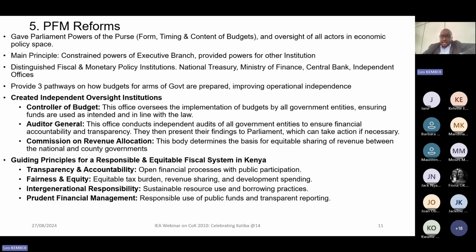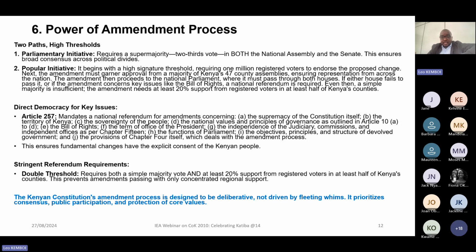So it delineated and actually allowed a pathway that all these three arms can present budgets directly to parliament without the executive branch convening that. And the idea was to give some independence. And then the other independent institutions, the Auditor General, the CRA, and the Controller of Budget. Again, one of the things, the power of amendment process, it raised the threshold on the two parts. Now, one part being the parliamentary initiative, another one being the popular initiative.